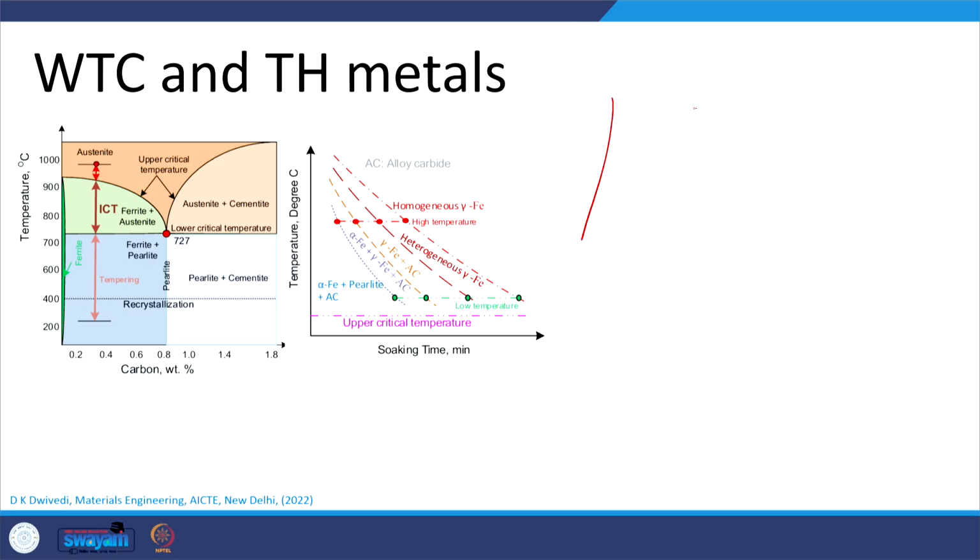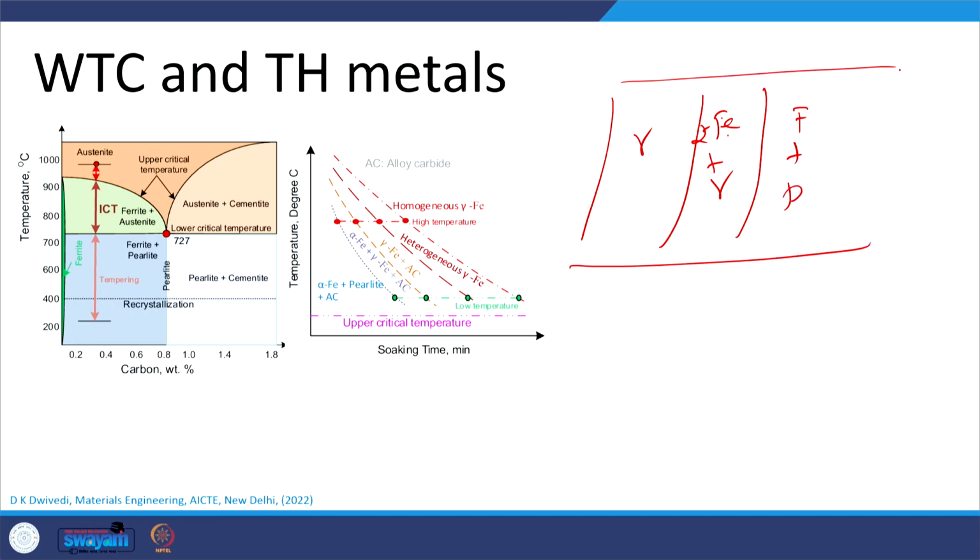Say here, very next to the fusion boundary, we have the austenite. Next to that we will have ferrite plus austenite, and next to that we will have the ferrite plus pearlite. Say these are three zones which are being formed. So, what will happen during the cooling, because the cooling conditions experienced during the welding are very high.